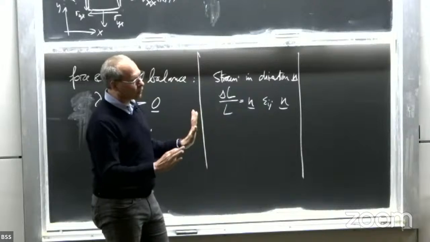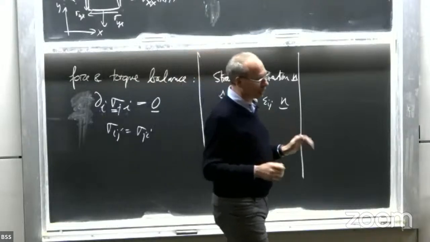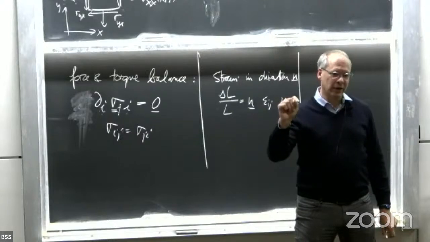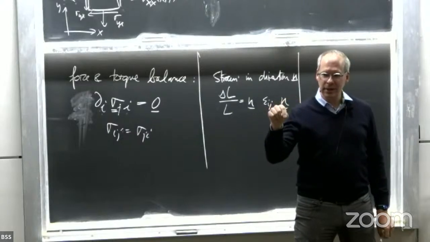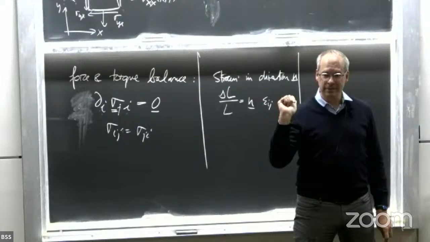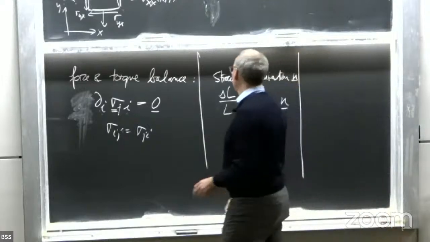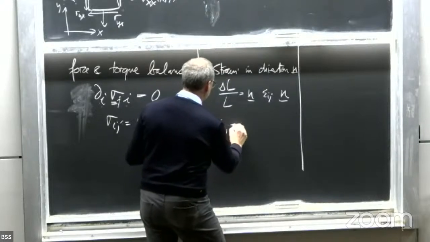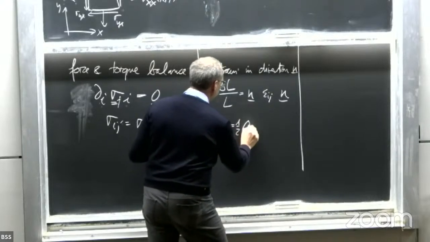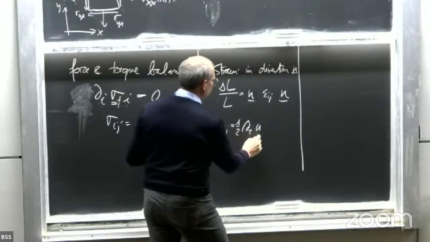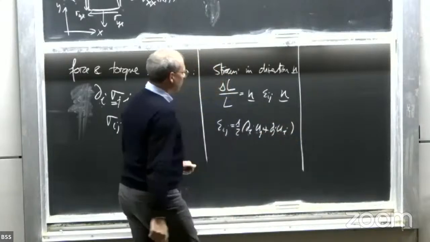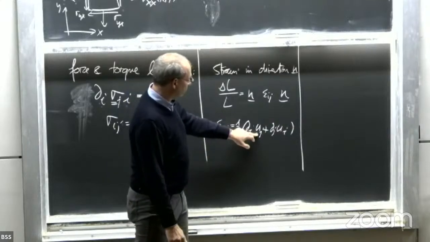Now, if you look into the books, you will see that there are many more definitions of strain tensors. It's not the only way you can do it, but if you actually go to linear elasticity theory, this becomes the only one, okay? So the strain tensor can be derived to be 1/2 (d_i u_j plus d_j u_i). So it's the symmetrized derivative of the displacement.